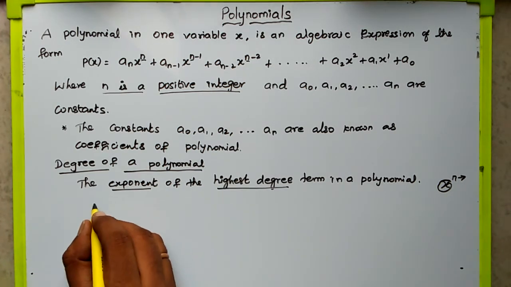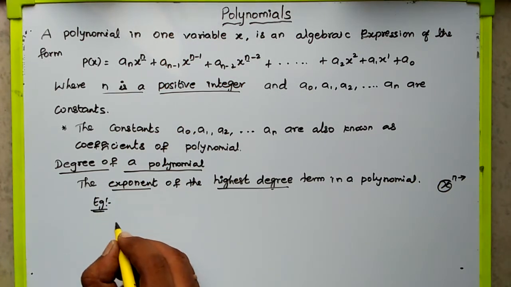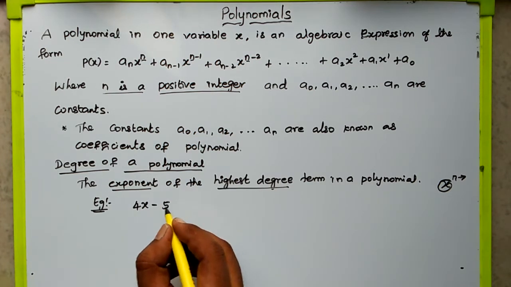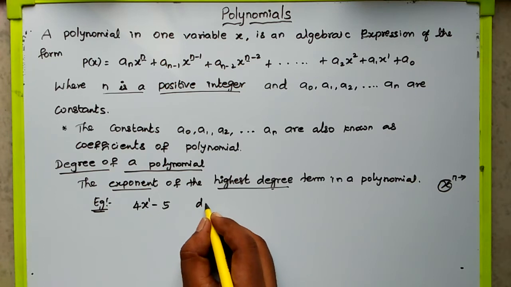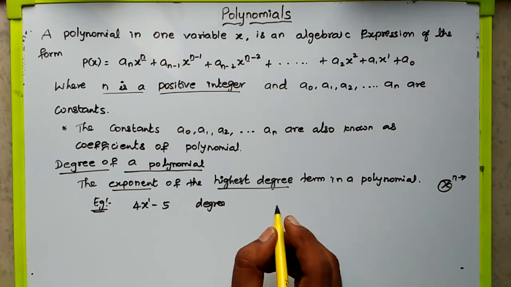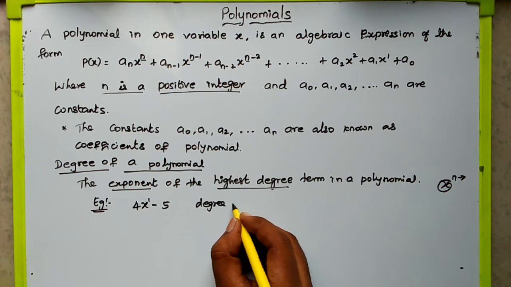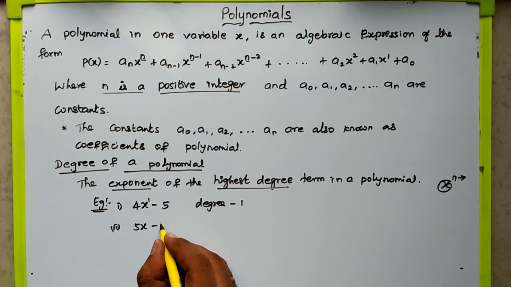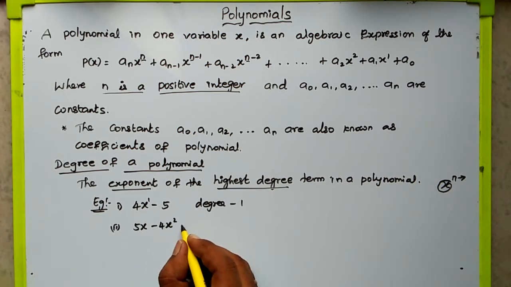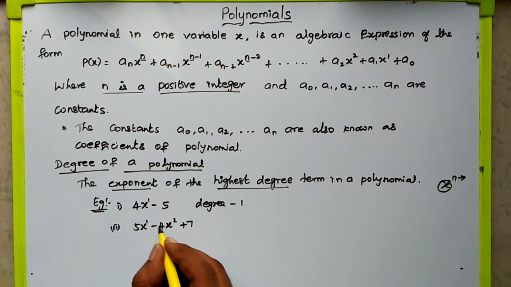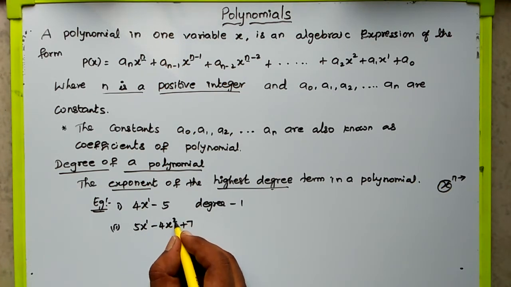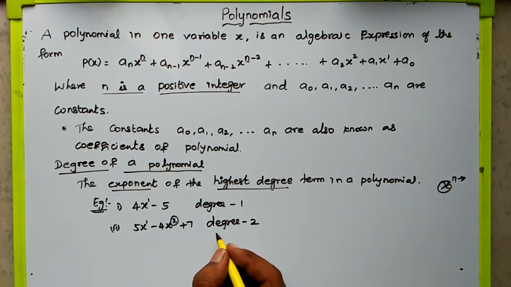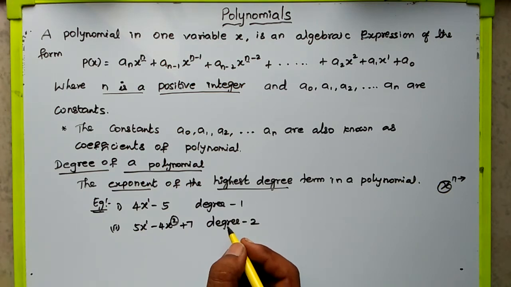So example, find the degree of the polynomial 4x minus 5. Here power is 1, so therefore the degree of the polynomial is 1. Next, second example, 5x minus 4x square plus 7. Here degree 1, here degree 0, here degree is 2, so the highest degree is 2. So the degree of the polynomial is 2.